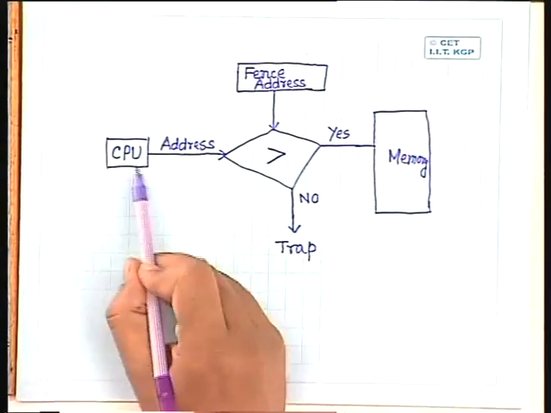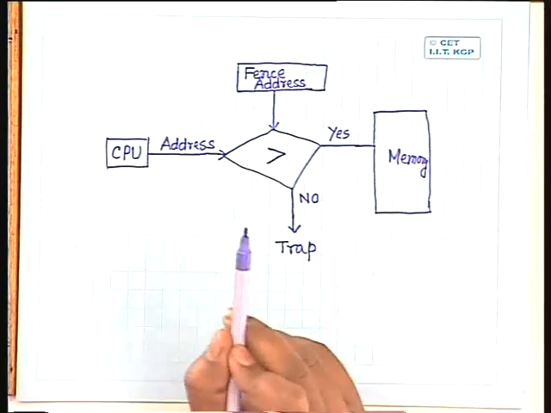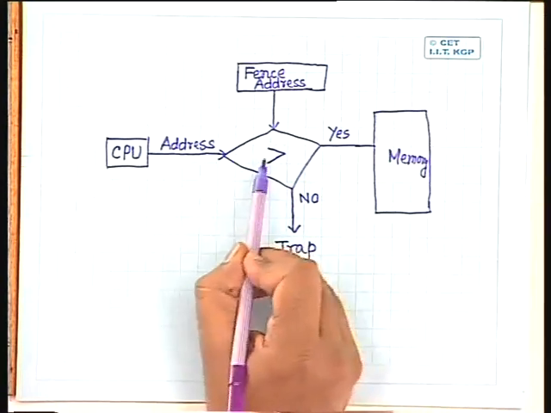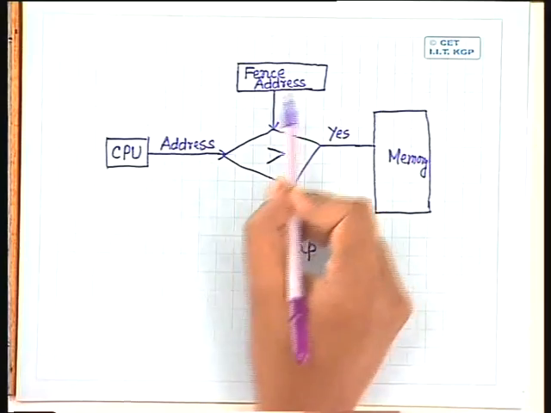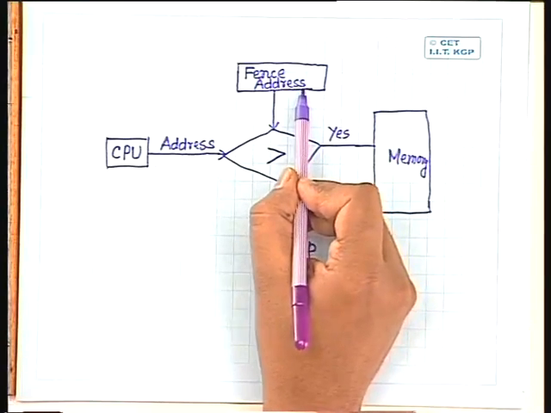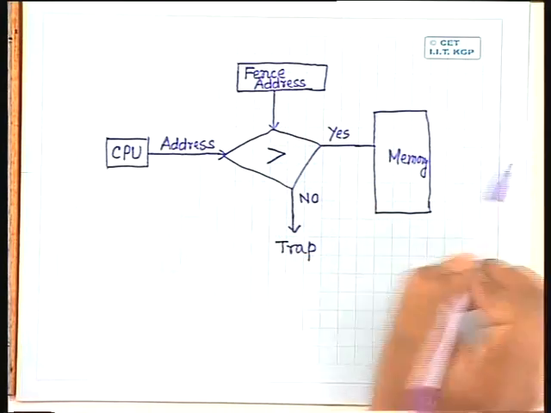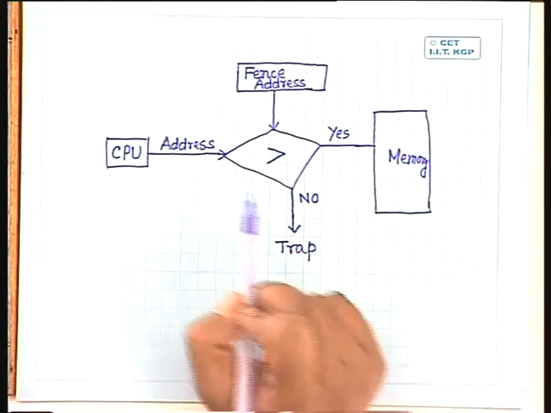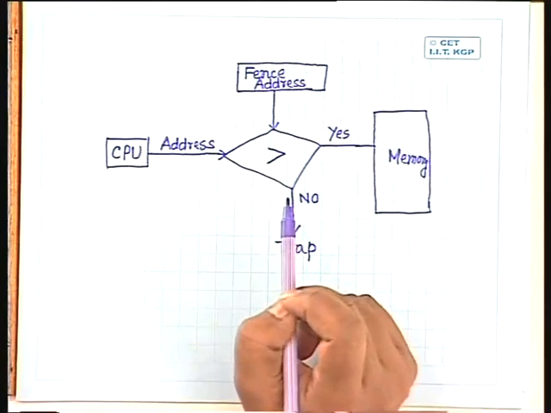Okay. But the disadvantage is whenever a memory location is to be accessed by the CPU, that means for every memory read or every memory write, I have to compare whether the address generated is greater than or equal to the fence address or not by execution of some program. So effectively the memory access becomes very slow.